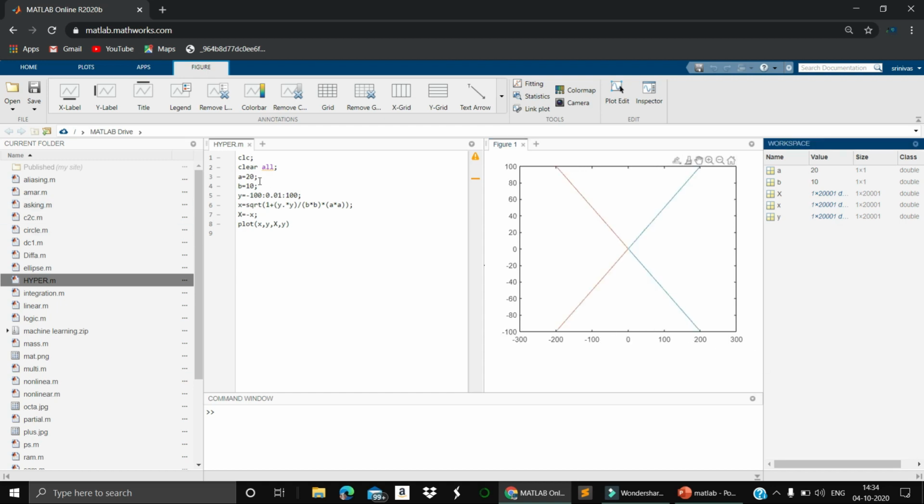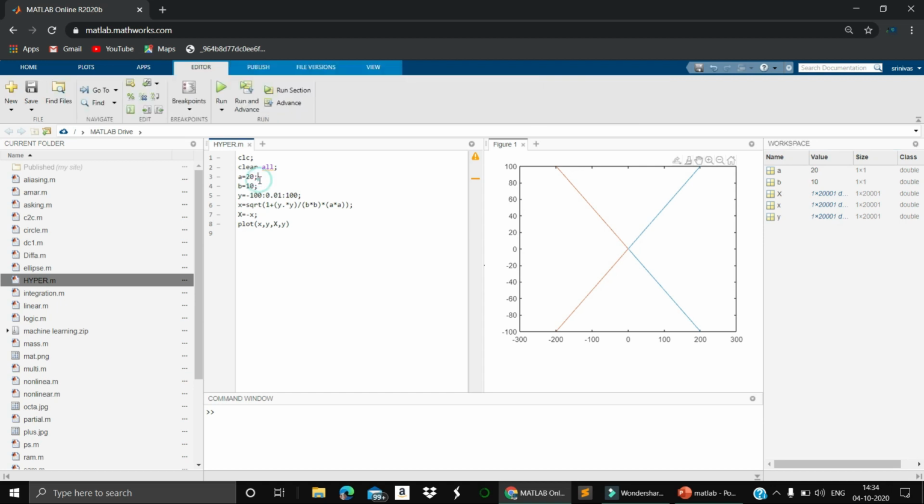So you can clearly observe that A is equal to 20, I have taken the semi-major axis as 20, and the minor axis B is equal to 10, and I have considered this equation from minus 100 to 100. And x is equal to the square root of 1 plus y square by b square, into a square. It is x square by a square minus y square by b square. If you change this one, then you will get that value.